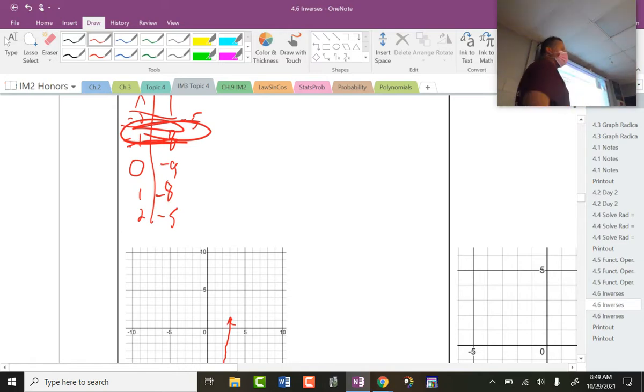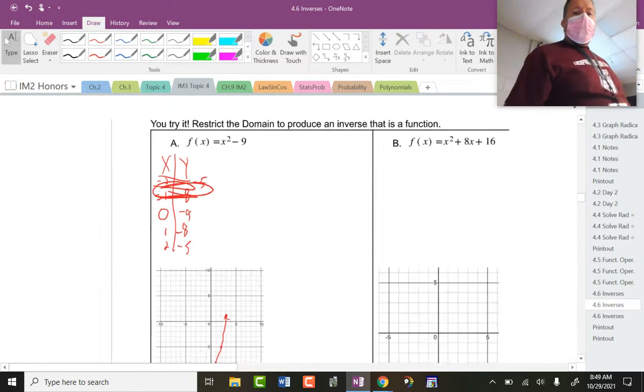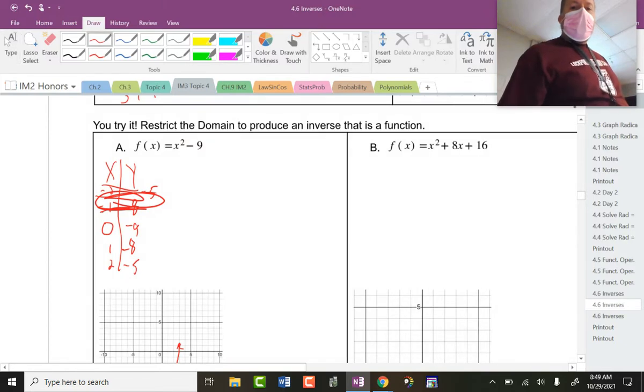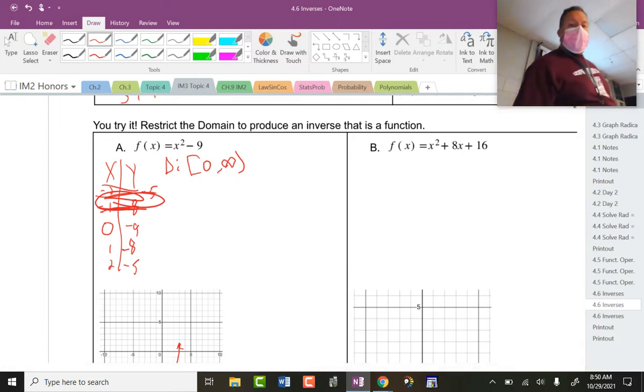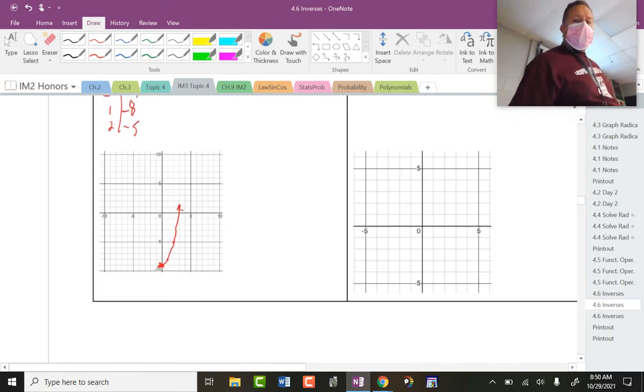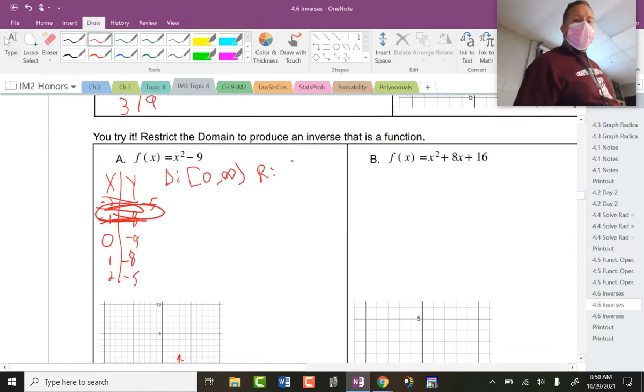All right. And therefore, my restricted domain is this. I'm going to write this up here: from 0 to infinity, just like the last one. That just happened because that's where the vertex is. Therefore, the range, actually the range isn't affected by this. The range is, you should be able to tell me, -9 to infinity.